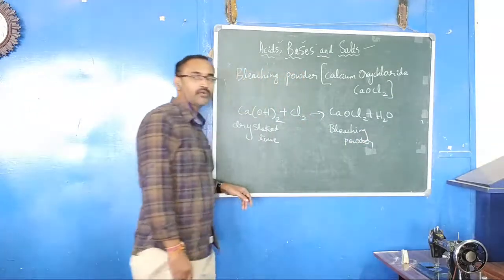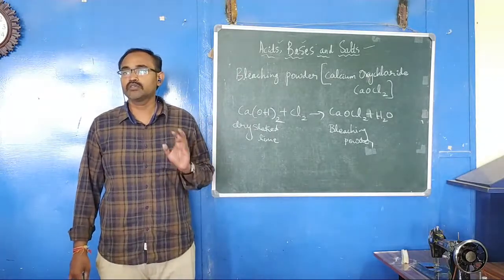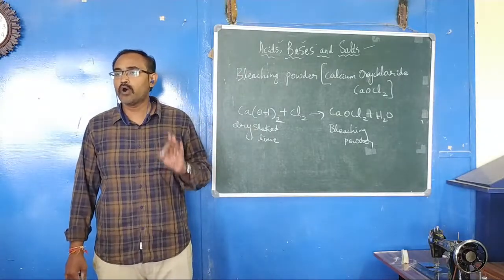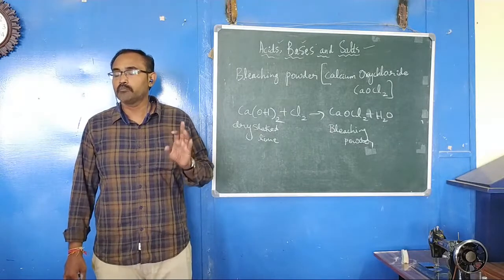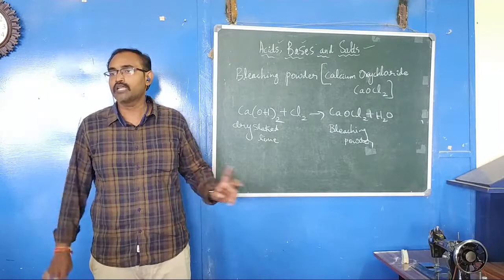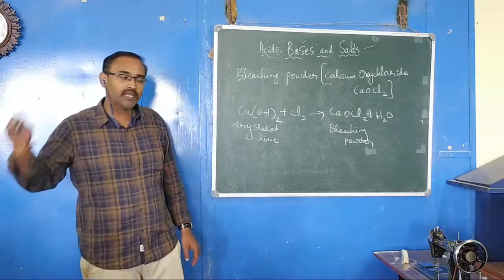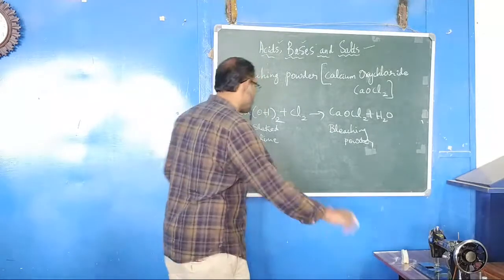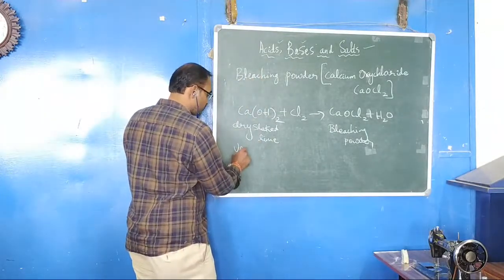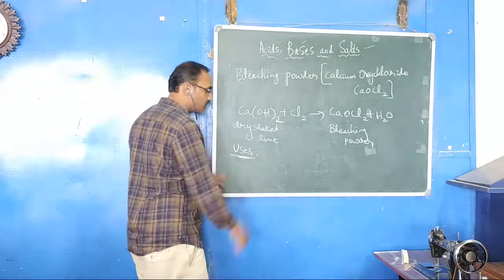This is how bleaching powder is prepared. You will be asked how bleaching powder is prepared: by passing chlorine gas to dry slaked lime, and you have to write the equation. Now tell me the uses of bleaching powder. What are the uses of bleaching powder?